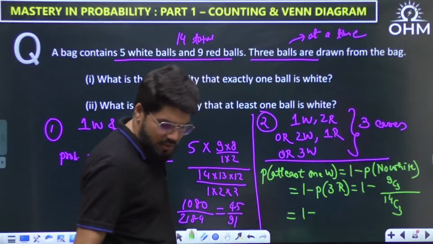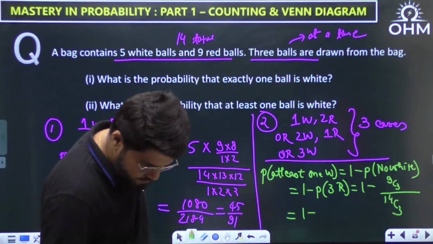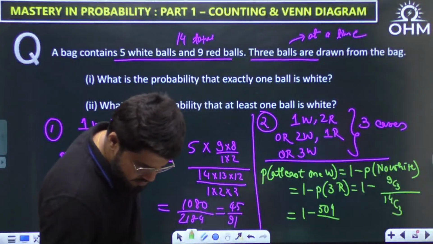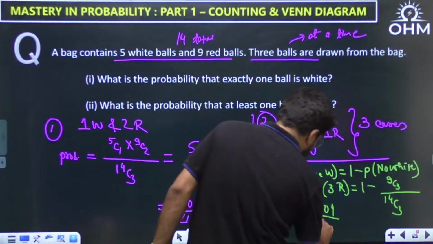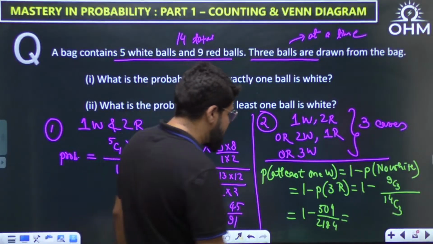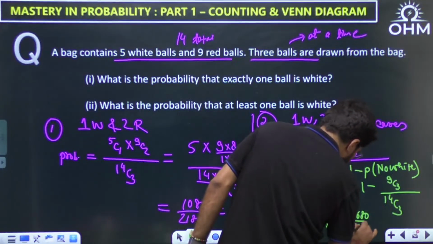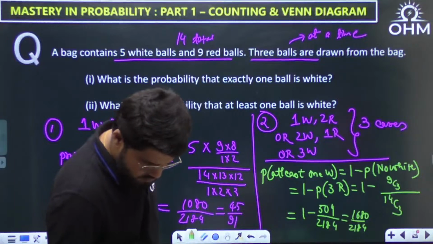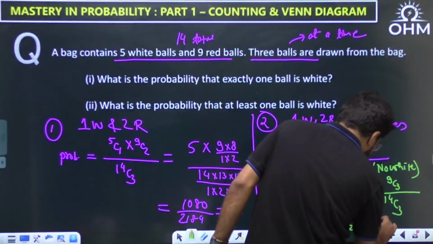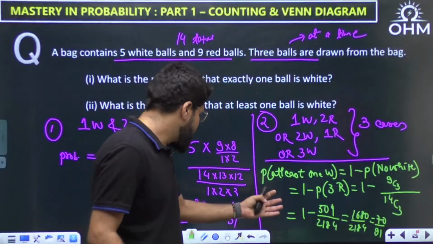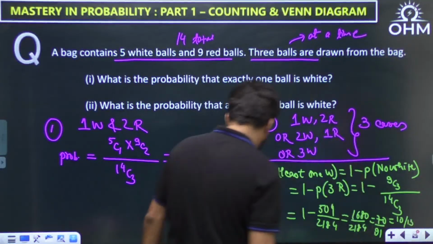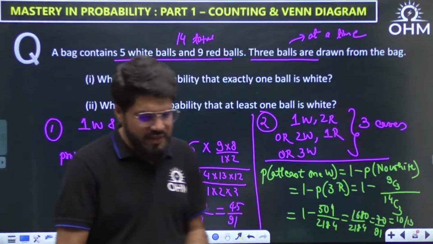So how much is this going to turn up? Let me just keep checking it. So that is going to be 504 divided by 2184. Solving which, 1680. Yeah, so it looks like 70 by 91 should be the last answer. Or we can further divide by 7 also. So this is 10 by 13. Whatever simplifications can be dealt with later.